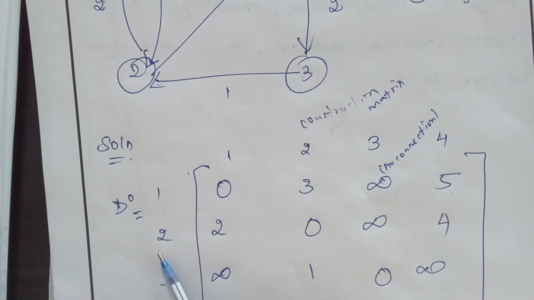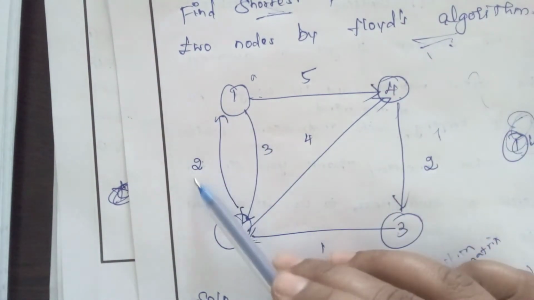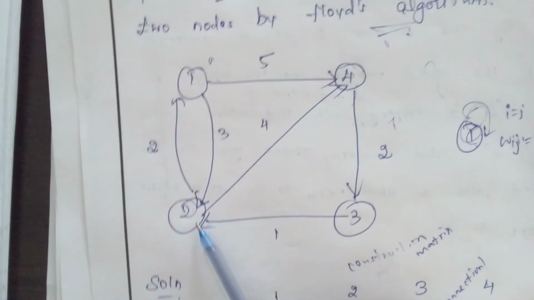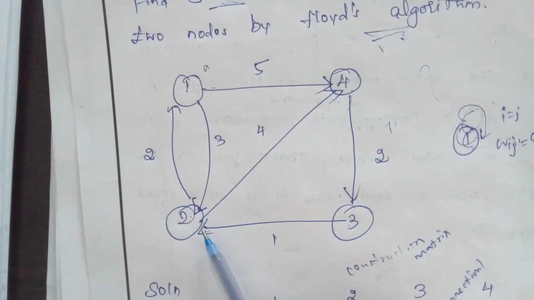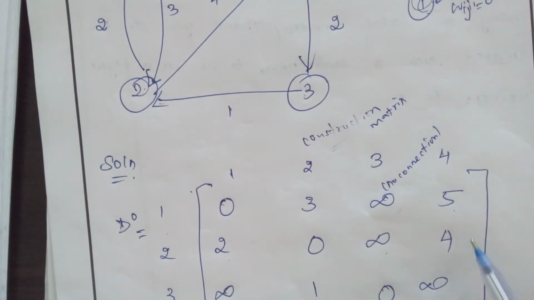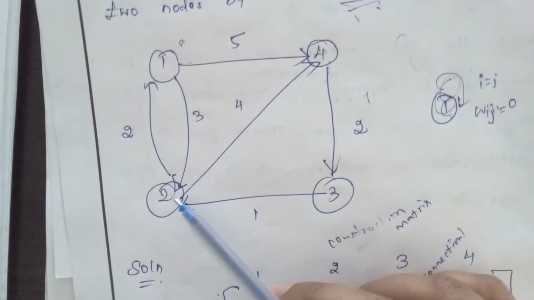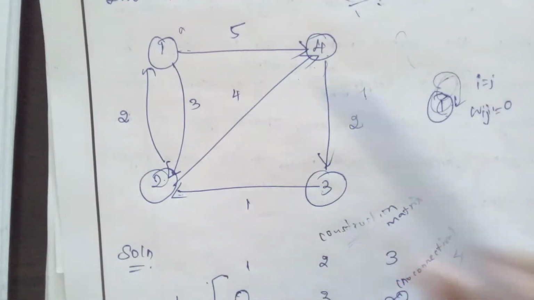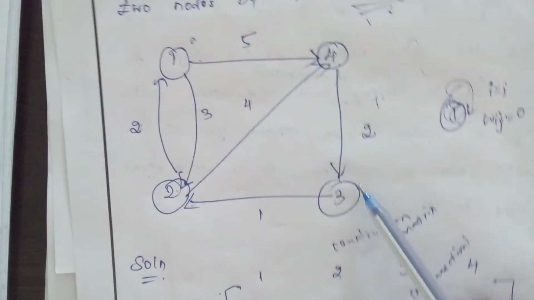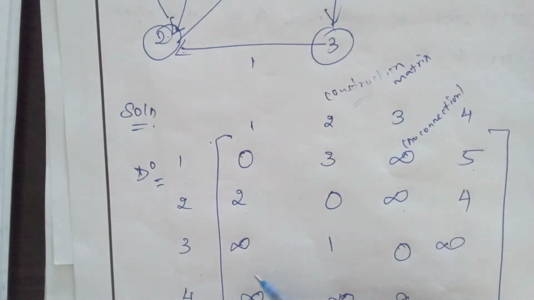Next, see 2 to 1. Okay, 2 to 1, see the arrow, the value 2 is there, so I am returning simply 2. And then 2 to 3, there is no connection from 2 to 3, see the arrow comes here, not here. So I am returning simply infinity. And then 2 to 4, I have the node 4, so I have simply written 4. And same for 3, see 3 to 1. There is no connection between 3 and 1, so I have written infinity.